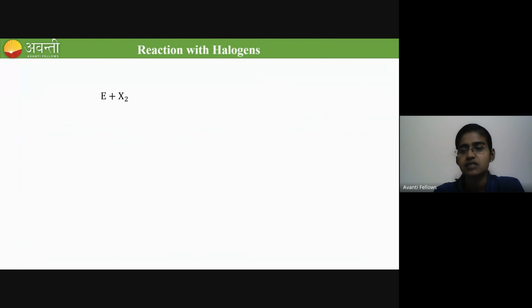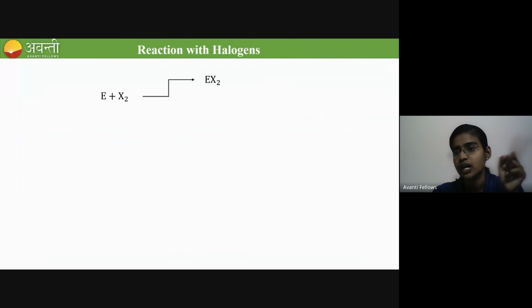Now is the reaction with halogen. Good students, good. So now halogens are denoted or represented by the letter X, and those halogens are fluorine, chlorine, bromine, and iodine. Now, when the element reacts with halogen, again here they form two different types of halide.